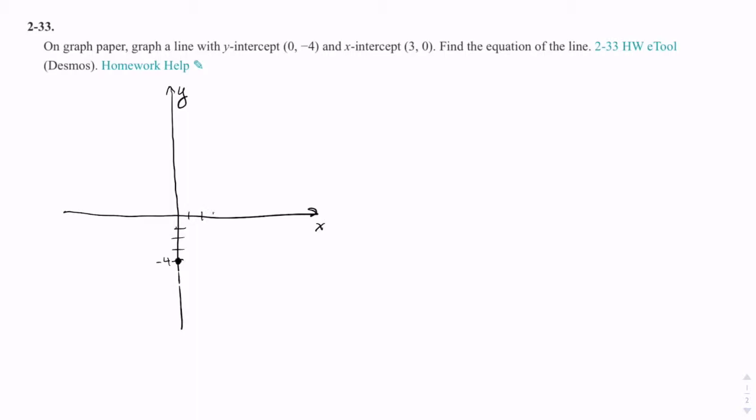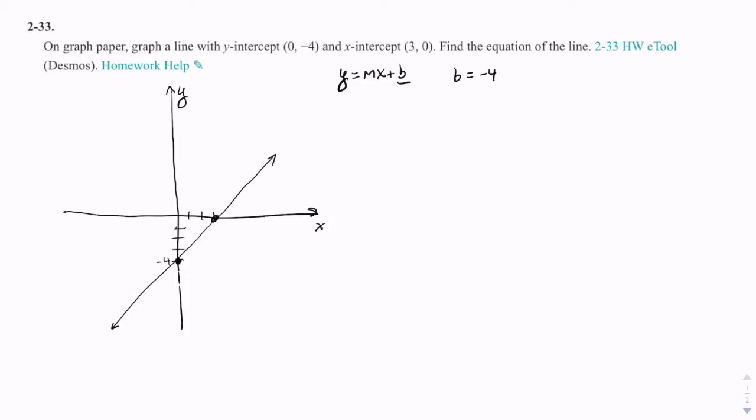1, 2, 3. Okay, so 2 points determine a line, so we can draw the line right there, right? And now it says find the equation of the line, right? So the equation of the line is y equals mx plus b, and b is the y-intercept. We already know the y-intercept, right? They told us b equals -4, so it goes through. But we need the slope.